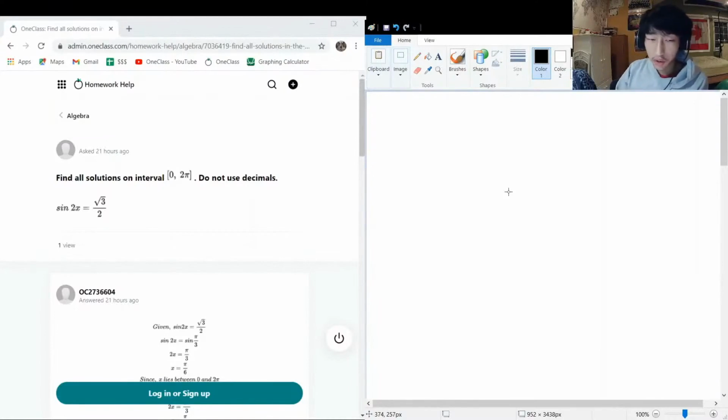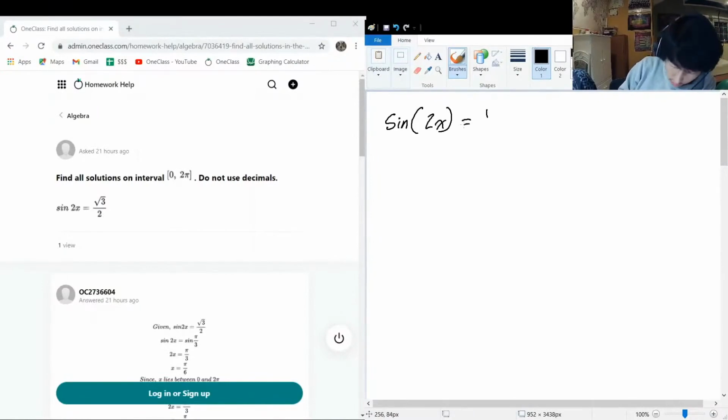Okay, so the next question that we got on the menu today is asking us to find all of the solutions over 0 to 2 pi, which is pretty much everything within one rotation. Find all those solutions. We're basically trying to solve for x. And the question that we have right here is sine 2x is equal to root 3 over 2.